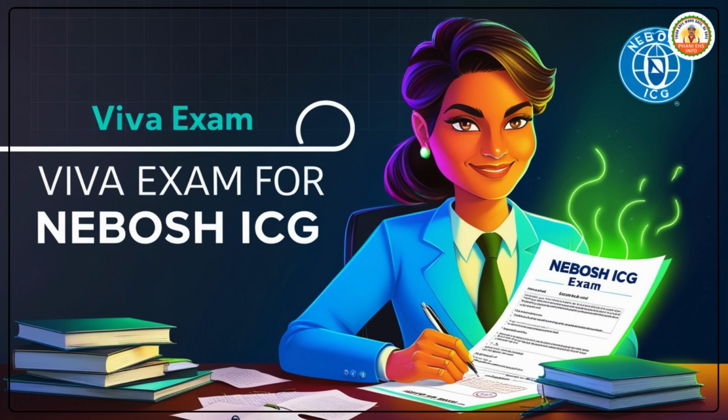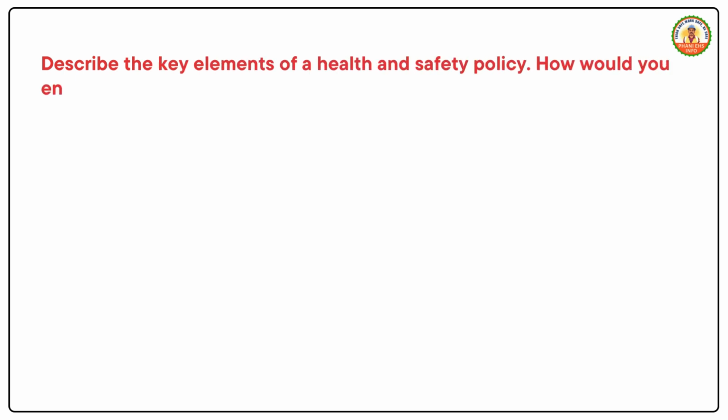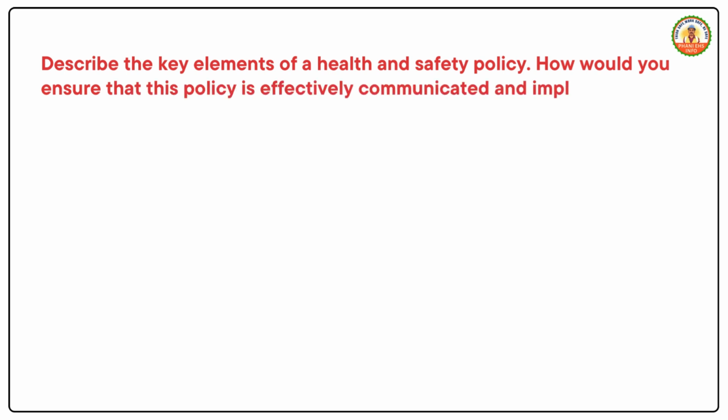Now, let's go over the 12 important Viva Voce questions. Describe the key elements of a health and safety policy. How would you ensure that this policy is effectively communicated and implemented within an organization?